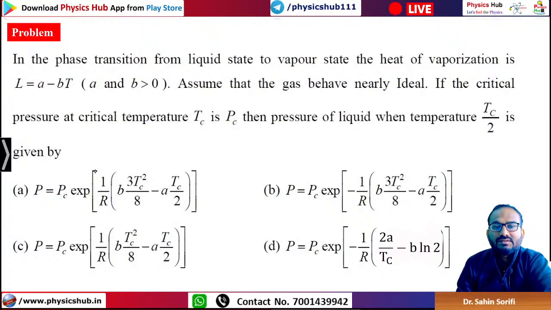The critical pressure at critical temperature is Pc, then the pressure of the liquid when the temperature is Tc divided by 2.